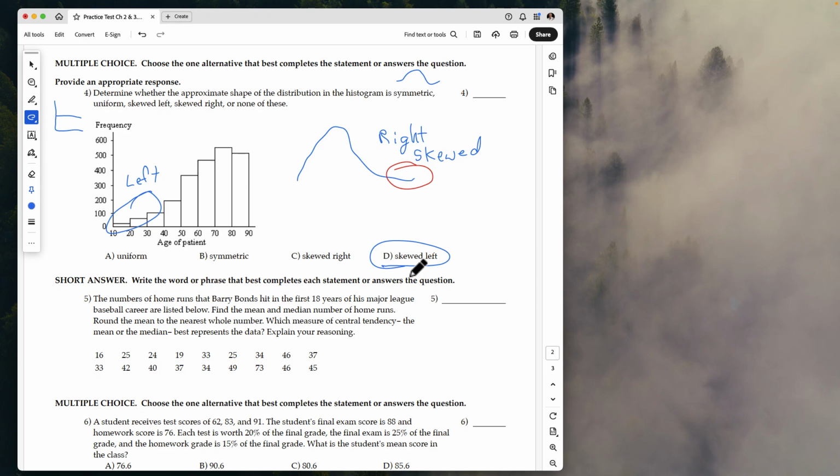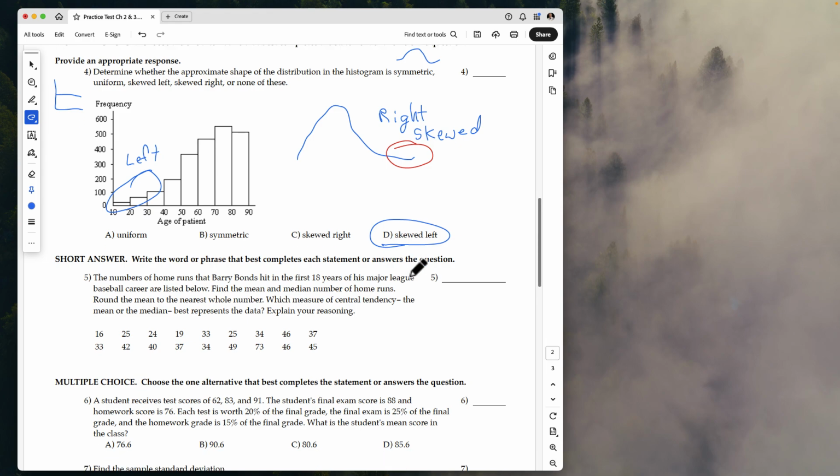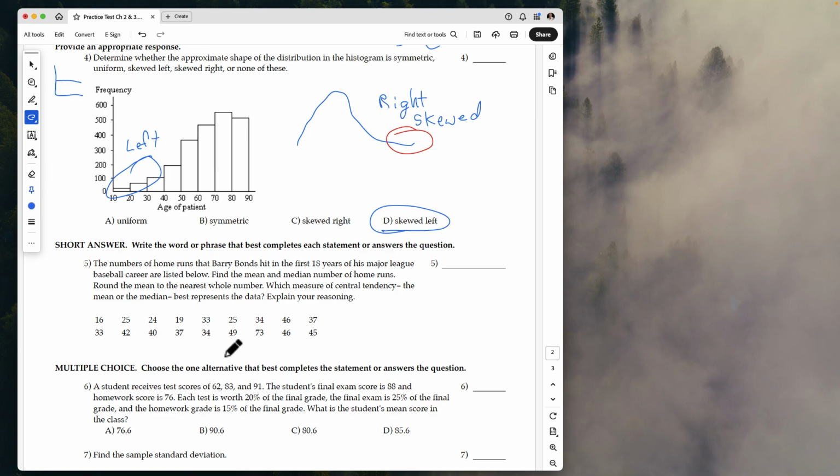Now we get to do a calculation on here. We're given a bunch of numbers. The numbers of home runs that Barry Bonds hit in the first 18 years of his Major League Baseball career are listed below. Find the mean and median number of home runs. Round the mean to the nearest whole number. Which measure of central tendency, the mean or the median, best represents the data, and then explain your reasoning. Again, you'll get this right or wrong, not necessarily depending upon which one you choose, but how you explain it.